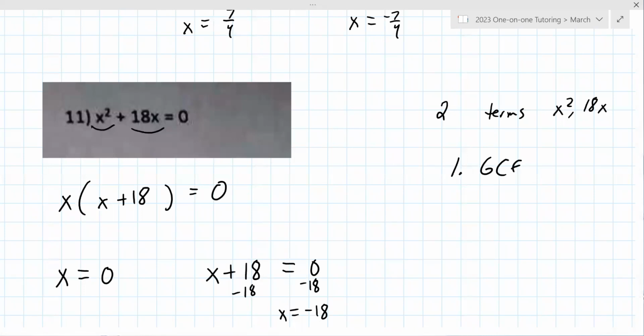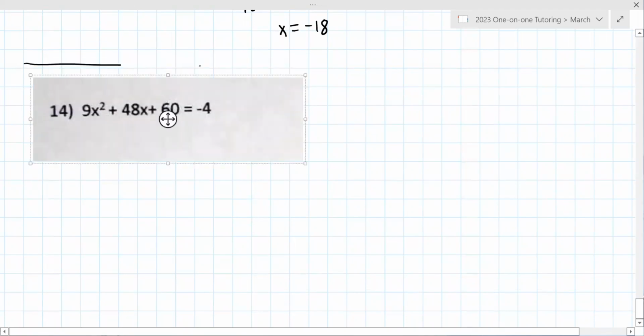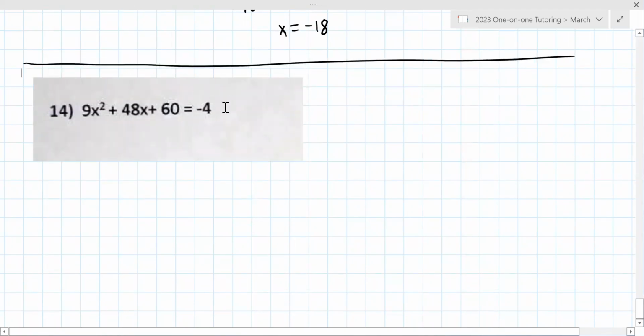All right. Next one we'll look at is 14. There's a reason we're doing them this way. I'll try to summarize that here at the end or after we do this problem. So just like a bunch of the other problems we've been doing, you've got to get 0 on the right-hand side. So in this case, you're going to add 4 to both sides. 9x squared plus 48x plus 64 equals 0. There is no GCF.